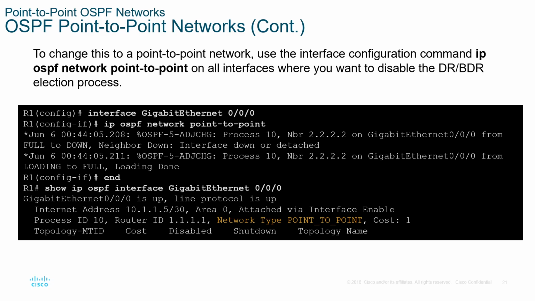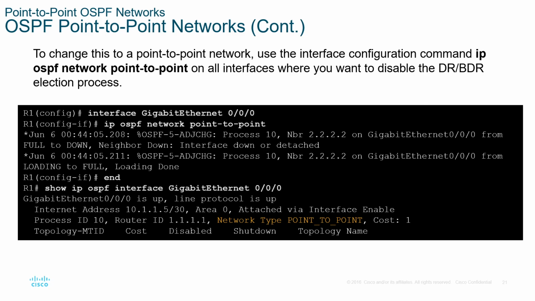Alright, exactly. Now how do I change this behavior of the network interface? You go to the interface, ip ospf network, and then you can change this behavior. If you want to have a broadcast network, you're going to change this network type to broadcast. If it's a point-to-point and you're always going to have a router on the other end, you can make it a point-to-point so there are no elections.